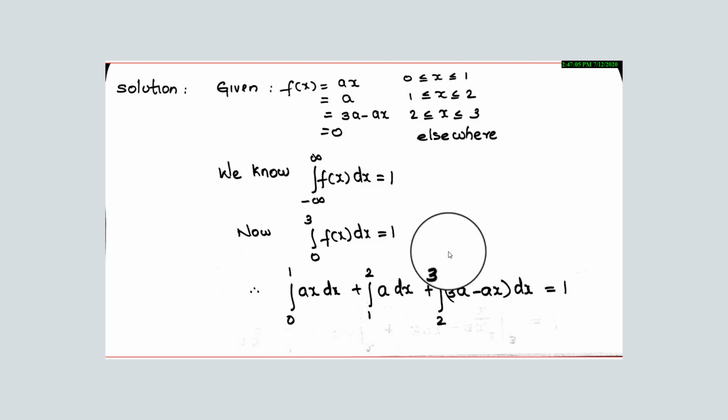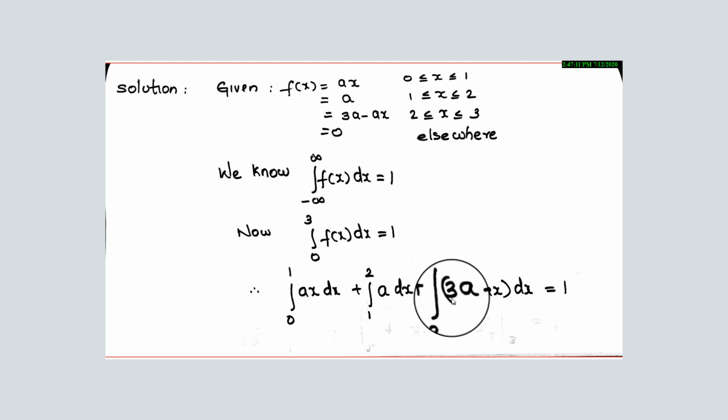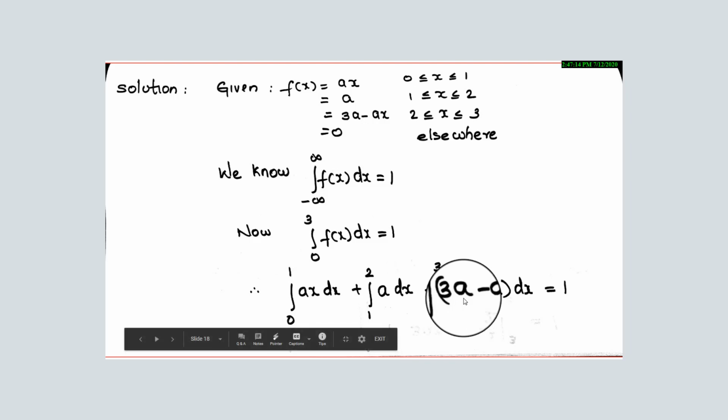From 2 to 3. So I'll be writing integration from 2 to 3, and my function f of x is given for 2 to 3 as 3a minus ax dx, which is equal to 1. Now I need to do the integration separately for each of these.